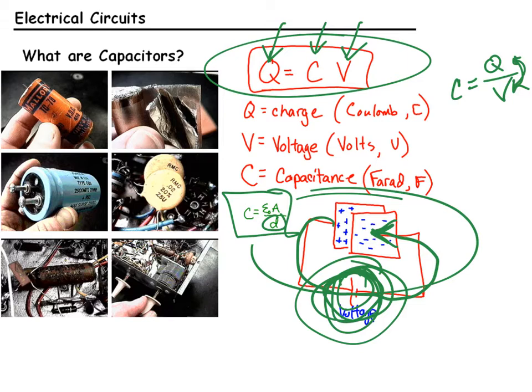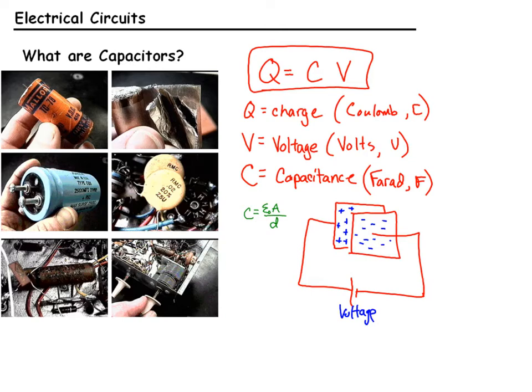The ratio of the charge to the voltage is that quantity we call capacitance. So capacitance would be measured in coulombs per volt. We're going to give a special name to a coulomb per volt. We're going to call it a farad, after Michael Faraday. So capacitance, which is how we measure capacitors, is measured in a unit called the farad.